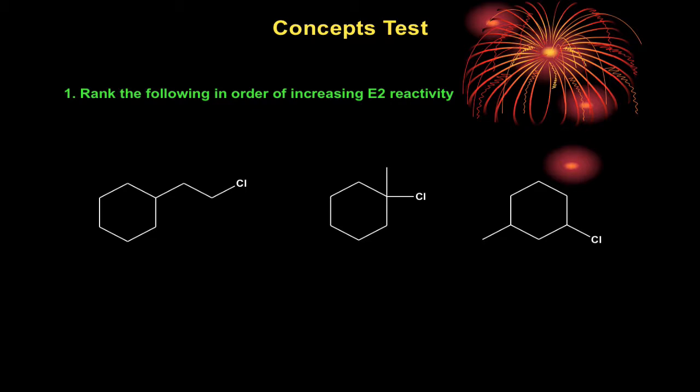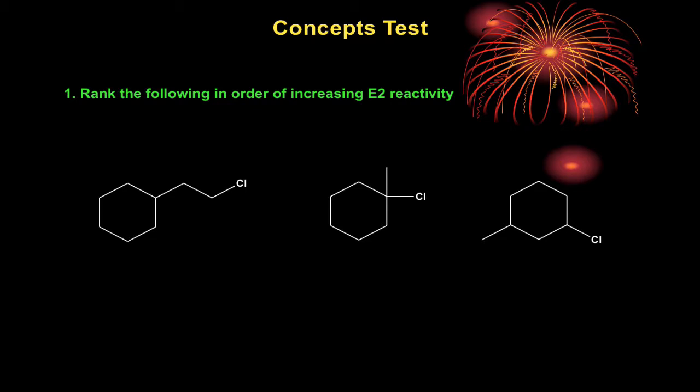So which one of these is going to be the least reactive? The first one, A. Which one's going to be the next most reactive? C is going to be the next most reactive, right? Because we're going from primary to what kind of alkyl halide now? Secondary. And then, of course, the most reactive is going to be that tertiary alkyl halide.